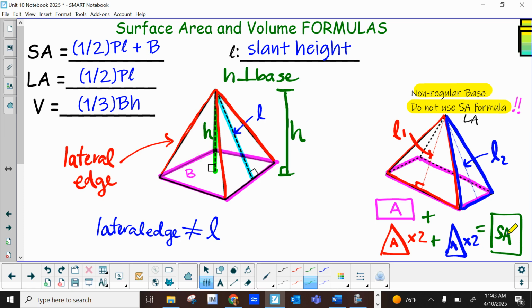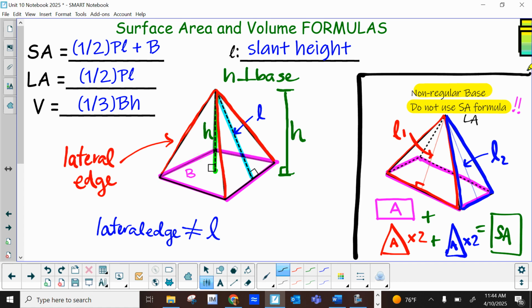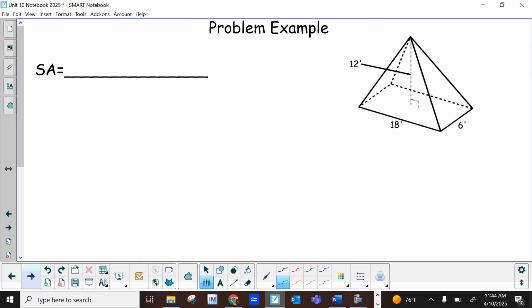Okay, if it asks just for lateral area, then you're going to find the area of just the triangles, because your lateral area is everything but the base. Okay, so this one is tricky right here. This particular one right over there. It's important that you study that, and it's mainly because of the non-regular base. So remember that. All right, let's just do some problems together.